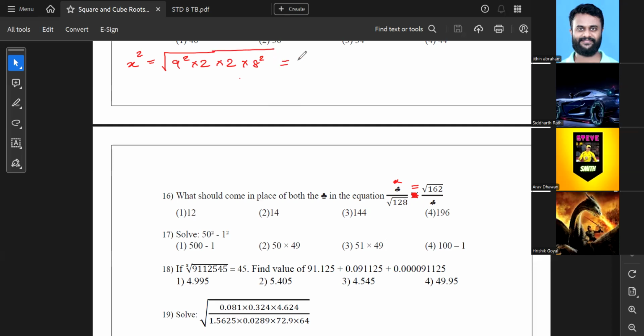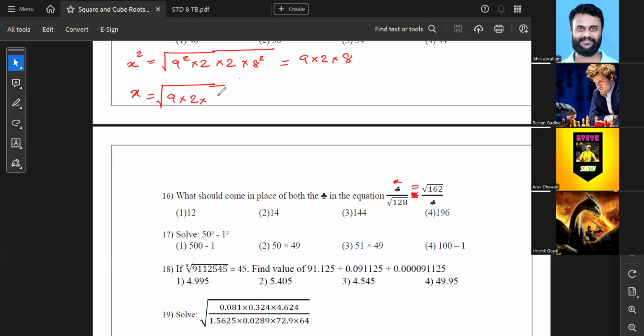Ultimately when you take the square root of this, you'll have 9 multiplied by 2 into 8. Now again, this is basically x square. What their question is basically x, है ना? So when you take the square to the other side, this again becomes root 9 multiplied by 2 multiplied by 8. Instead of writing 2 into 8, I'll write this as 16 directly. So 9 ka square root is 3 and 16 ka square root is 4. Ultimately your answer is going to be 12.